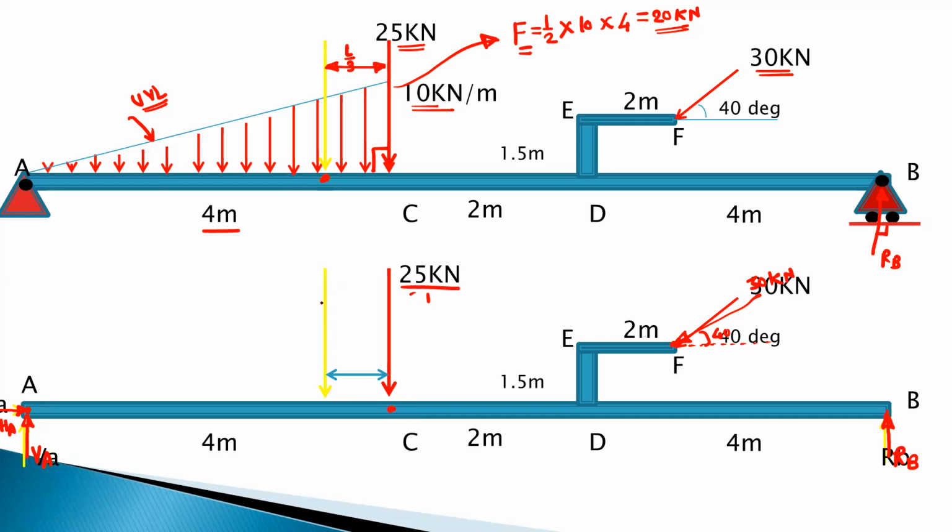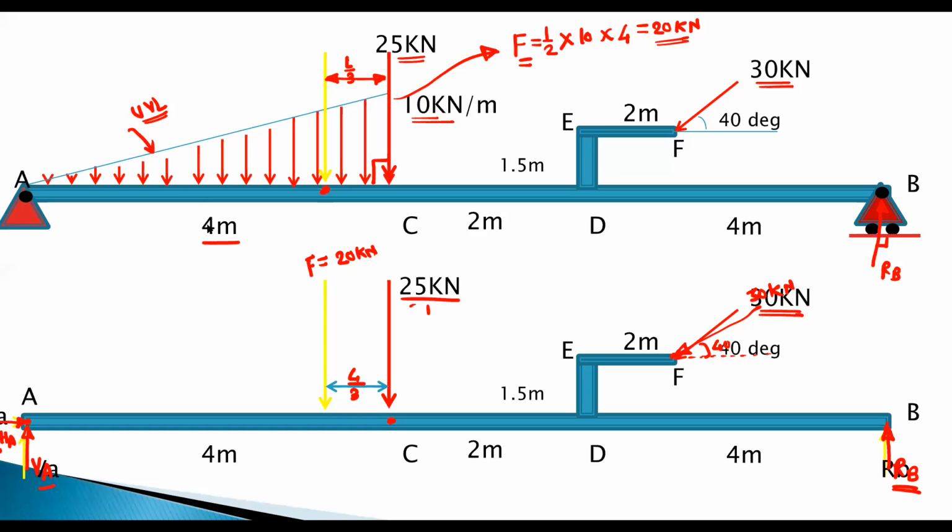This is the point load, and this load, it is nothing but the F, which is the point load because of this UVL. It is equal to 20. Then this span or distance, it is equal to 4 upon 3. Then this is 30 kilonewton acting at 40 degree. Then there is a reaction RB, and this is VA, and this is HA. So this is the complete free body diagram for the given beam AB. Okay.